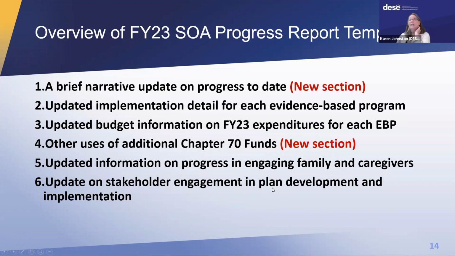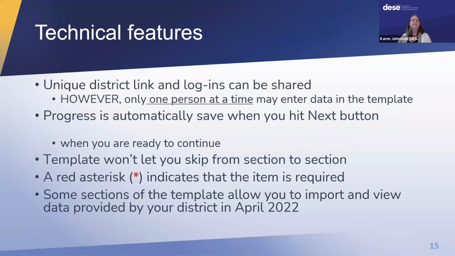And then finally, we're going to be asking you to provide updated information on progress in engaging family and caregivers, an update on stakeholder engagement in plan development and implementation. And these will be very similar to what you did in last year's plan amendment.